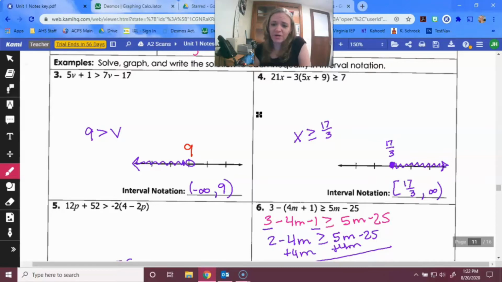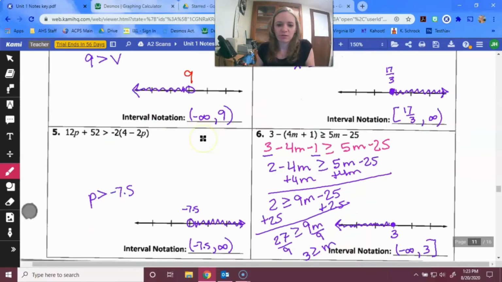This one came out to be a fraction. X is greater than or equal to 17 over 3. Solid dot here, since it's equal to, it's solid, shading this way because it's greater than. So we get a bracket, and then 17 over 3, comma, positive infinity with a parenthesis.